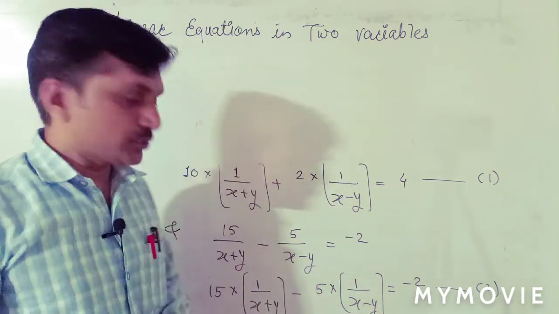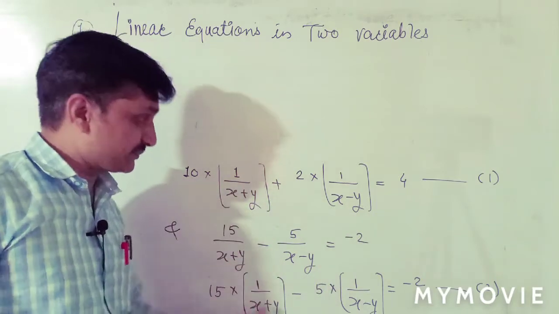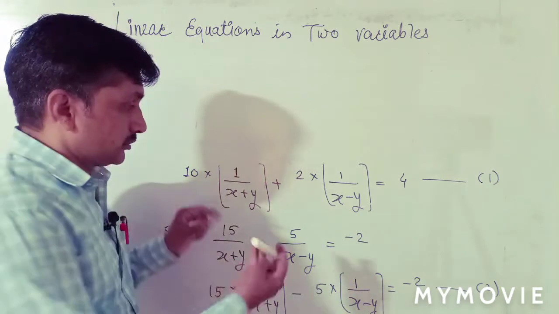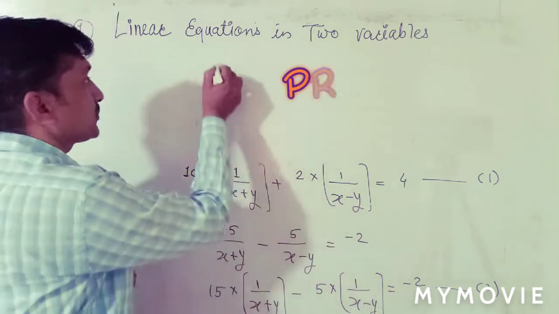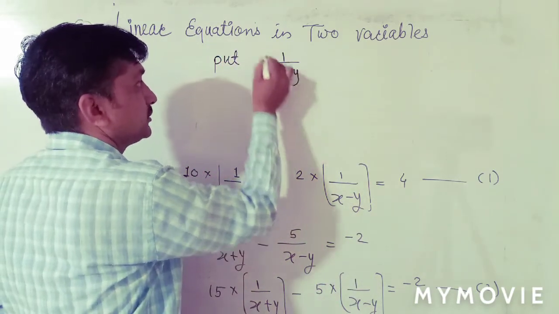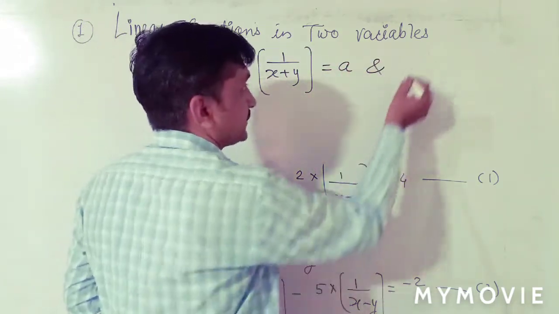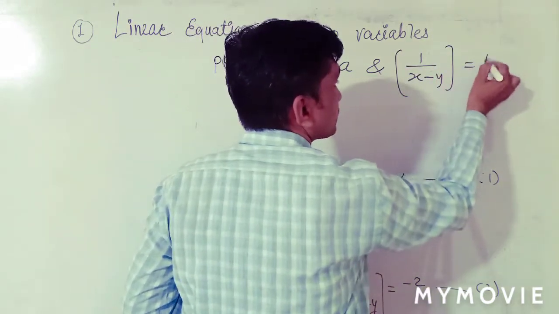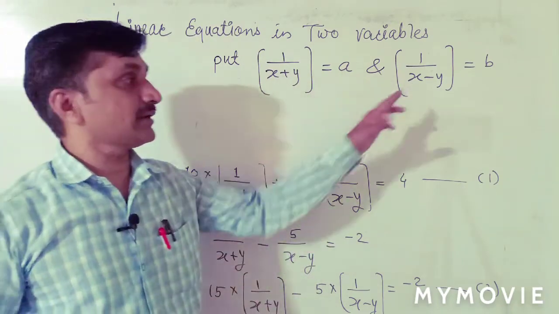Now in equation 1 and 2 we got two brackets the same: 1 upon x plus y and 1 upon x minus y. Now we have to substitute another variable in place of these brackets. I write here: put the first bracket 1 upon x plus y is equal to a, another variable, and the second bracket 1 upon x minus y is equal to b. We replaced the two brackets by a and b.